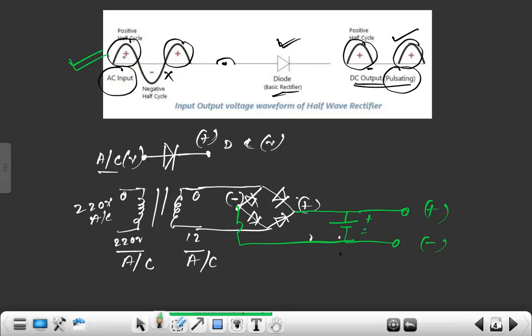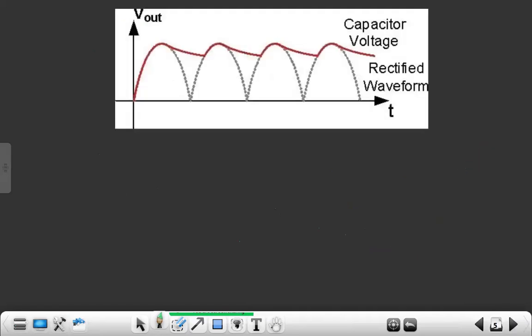This is exactly the AC pulses. This is exactly the DC pulses before filtering, before applying this capacitor. Before applying the capacitor, what will we get? This kind of voltages, this kind of frequencies in the form of pulses. And after applying the capacitor, we'll get this kind of waveform. This kind of waveform we'll get after applying the capacitor.